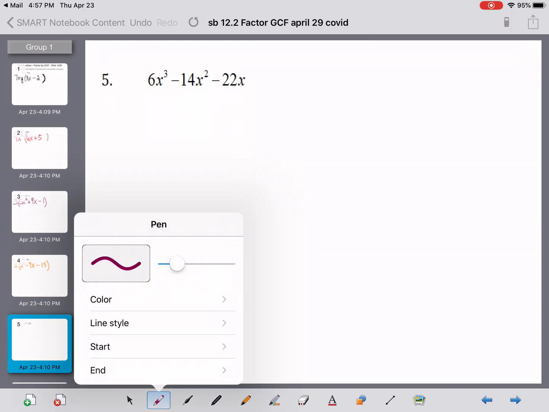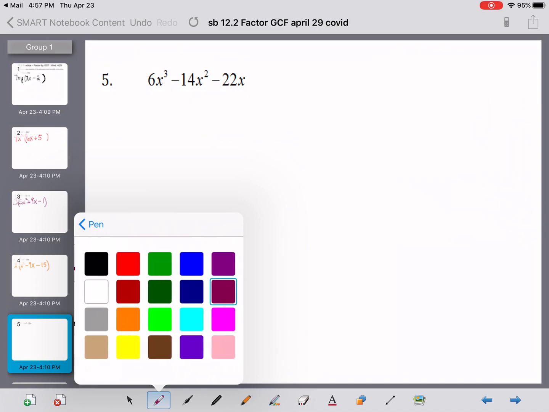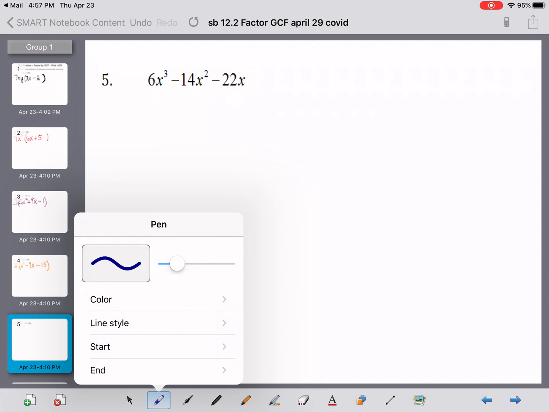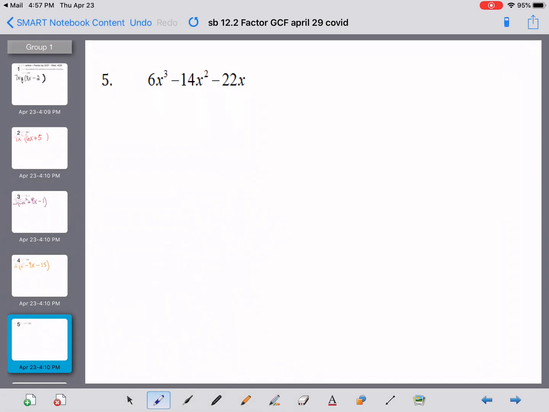Number 5. This time we do have a numerical greatest common factor, as well as a variable for the greatest common factor. The biggest number that divides into 6 and 14 and 22 is 2. And the variable that we're going to use is x to the first power, that's the smallest exponent, and then we divide. 6 divided by 2 is 3.